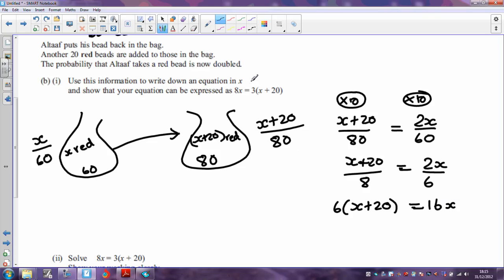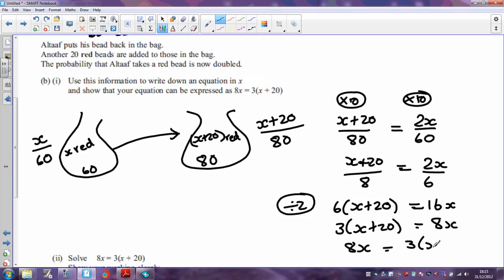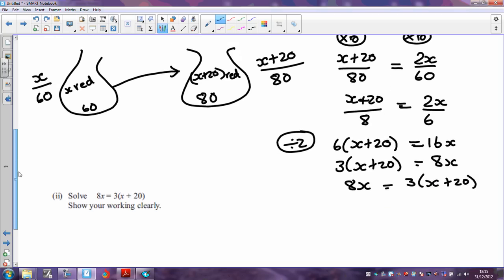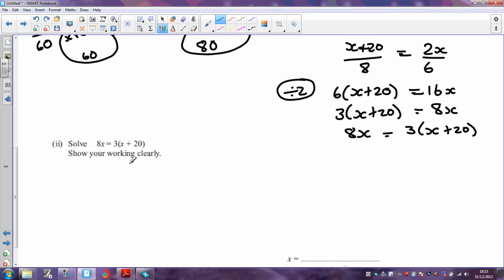Now, if I look at what I'm looking for here, this equation, if I now just divide both sides by 2, this becomes 3 brackets x plus 20, and this becomes 8x, which is exactly what I'm looking for. I'm just going to write it the other way around though. 8x equals 3 brackets x plus 20. And there's my equation. That's quite difficult, I think. We've now got to solve this equation, and you could have done this part too without actually being able to do the first part at all.